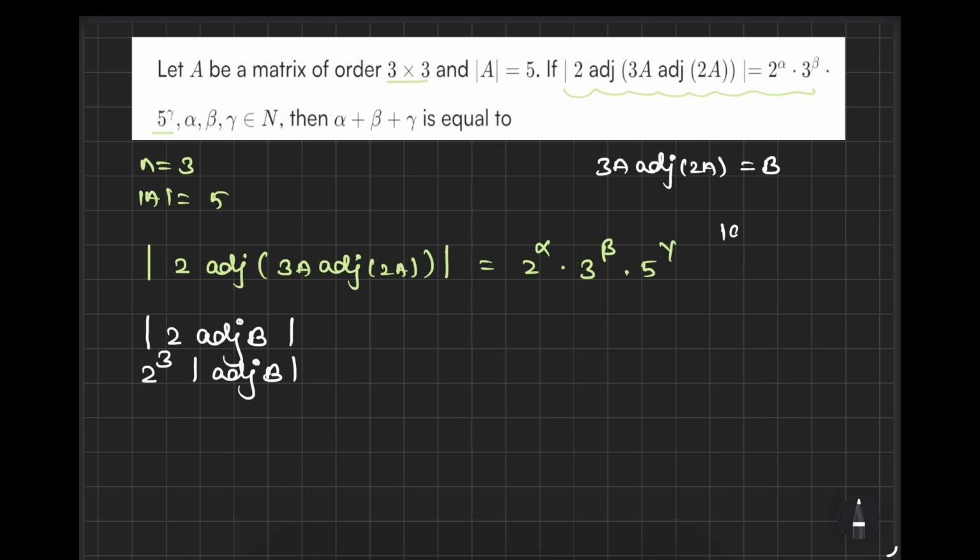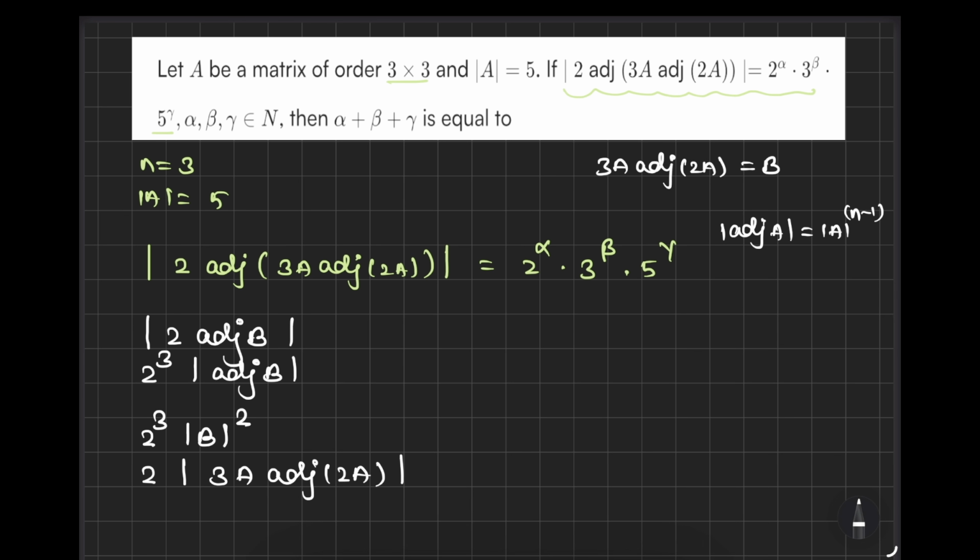Now you know that determinant of adjoint A is nothing but determinant of A power n minus 1 power k, where k represents the number of times you have written adjoint. Here we have written only once, so k will become 1. So can I write down here 2 power 3 determinant of B to the power n minus 1, n is 3, 3 minus 1 is 2. Okay. Now, can I replace this B with 3A and adjoint 2A?